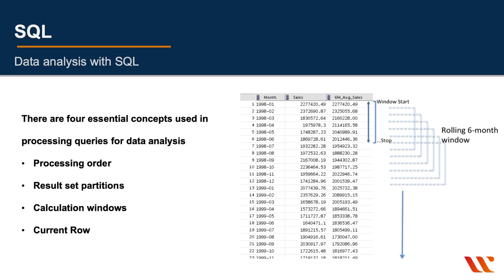Then you have calculation windows. Within each partition, there's a sliding window of data that can be defined, and the window determines the range of rows used to perform the calculations for the current row.